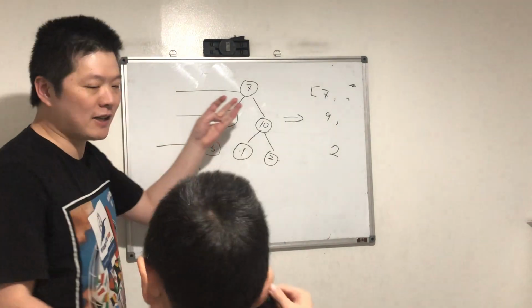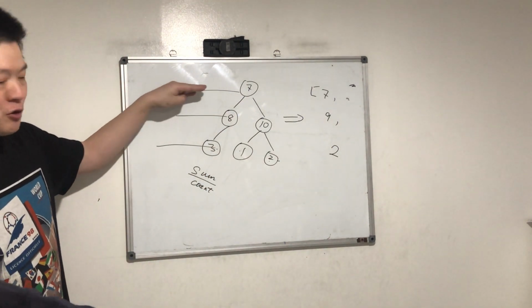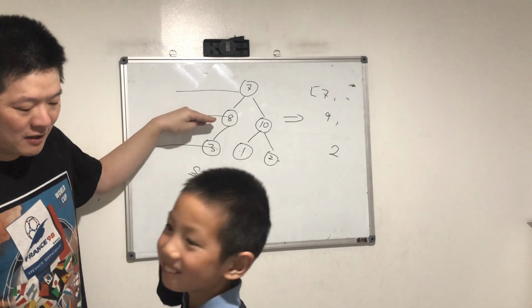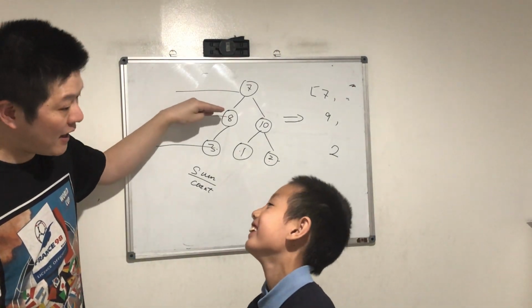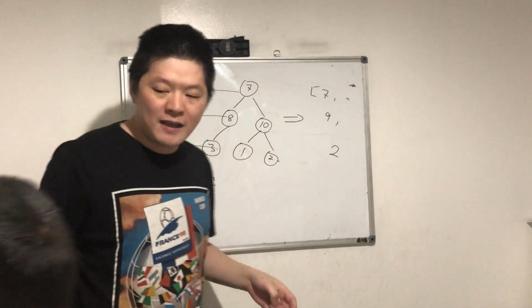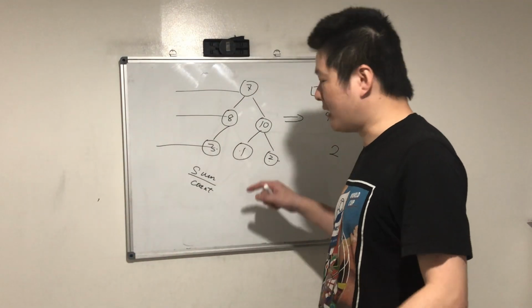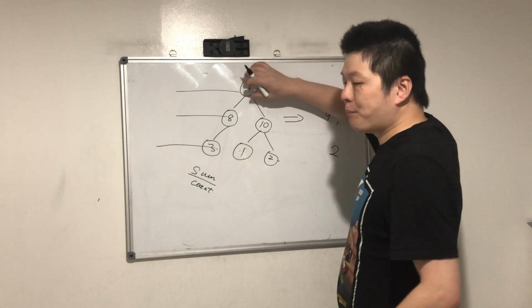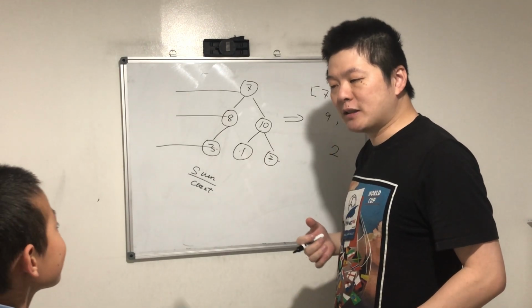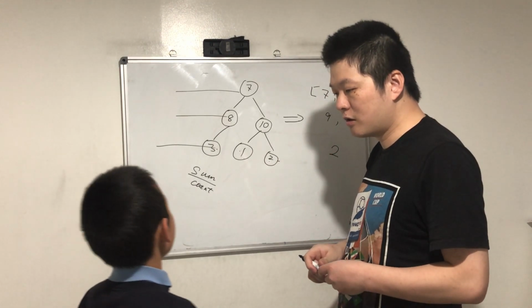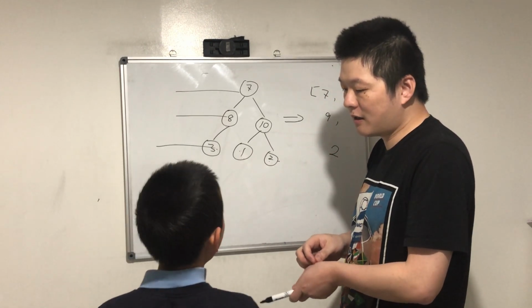So when we're traversing the tree, the BFS search travels level by level, right? So look, the key thing here, Ryan, Eric, listen. Do you still remember what the BFS search is? Oh, it's level by level. So 7, 8, 10, 3, 1, 2.